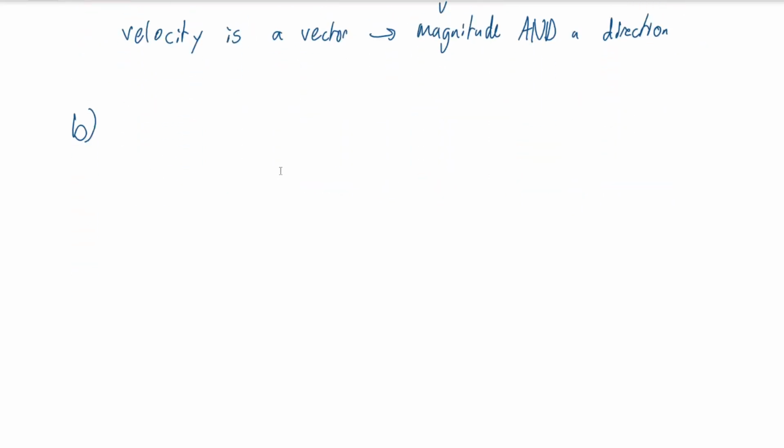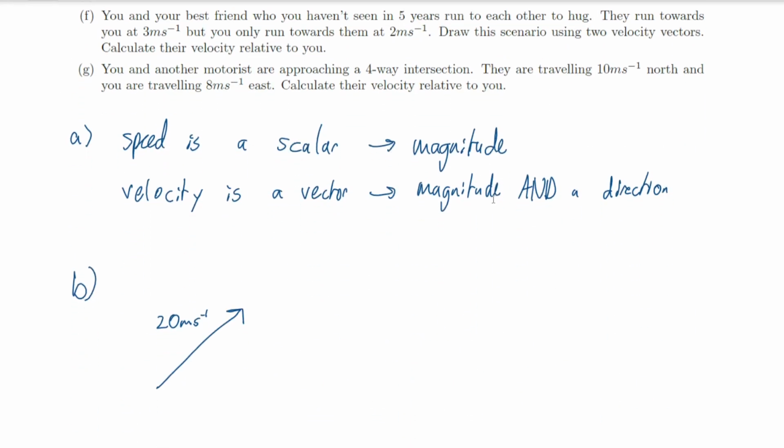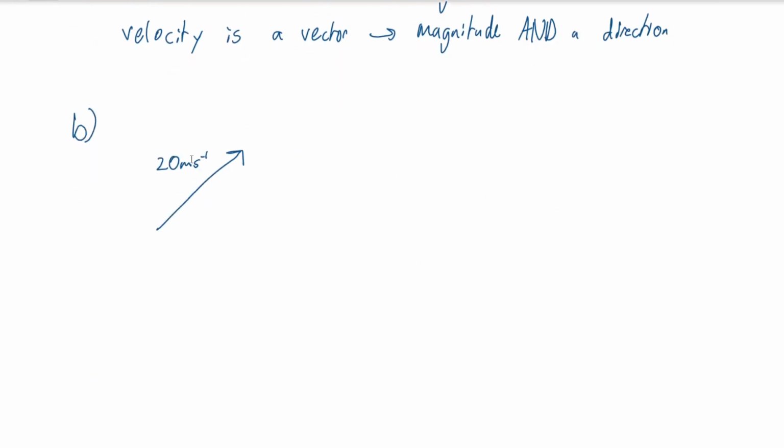So to draw a vector, we know it has magnitude and direction, so the magnitude is given by the length of the vector, and we can of course label it. So in this case the magnitude was 20 meters per second. Compared to a vector, let's say, of 10 meters per second, when it has a lower magnitude, the length of the arrow is less.